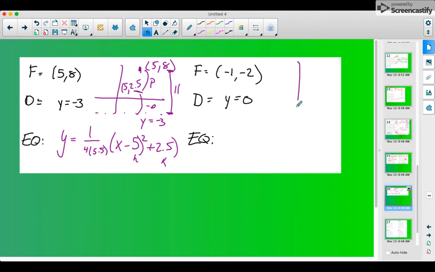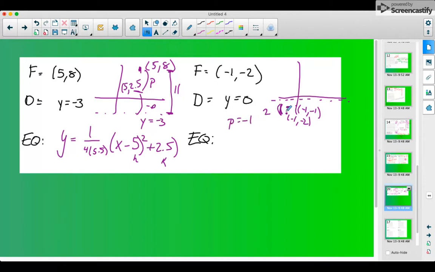One more time. So drawing out a little picture for myself, my focus is at negative 1, negative 2. My directrix is at 0. That means the distance here is 2, meaning my vertex must be exactly in the middle, at 1. So my vertex is at -1, -1. That would mean that P has to be -1.